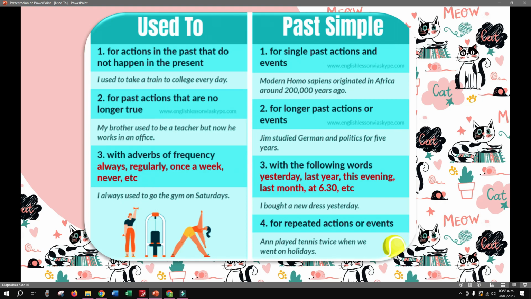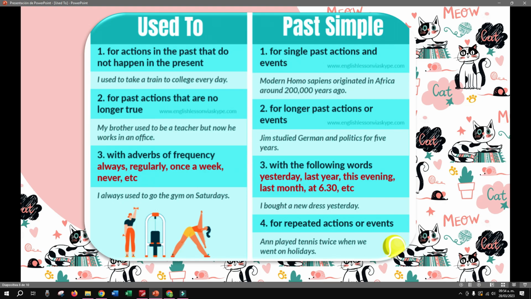But what happened with the simple past? For single past actions and events, we're going to use the simple past, right? Modern Homo sapiens originated in Africa around 200,000 years ago, right? So that is like the past. That is a finished action, right? So for longer past actions or events, also we're going to use the simple past, right? Jim studied German and politics for 5 years.